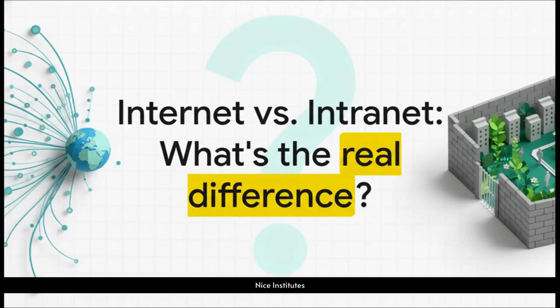So what is the real difference, right? You hear these words all the time, maybe people even use them interchangeably. But trust me, one is this huge open world, and the other is more like a private walled garden. Let's figure out which is which, and more importantly, why it even matters.